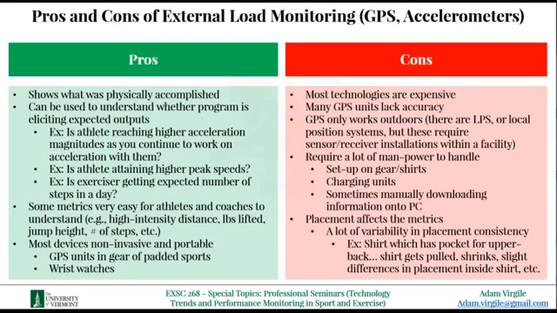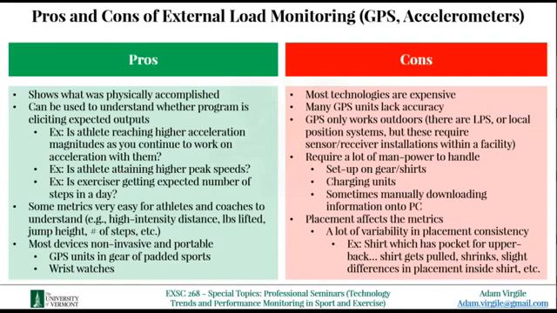For example, is the athlete reaching higher acceleration magnitudes as you continue to work with them in the weight room on acceleration? You can figure that out by having a GPS unit or an accelerometer on them when they're performing a standardized sport-specific task or during practice. Are their acceleration magnitudes higher? Another example is the athlete attaining higher peak speeds if you're working on maximal speed development with the athlete. Again, you can figure that out through some sort of standardized sport-specific protocol, or during practices or games. Are their peak speeds increasing?